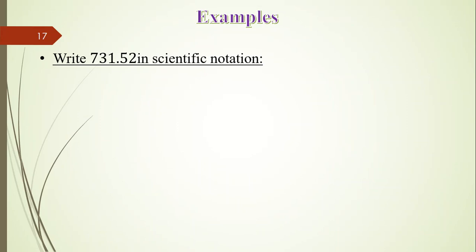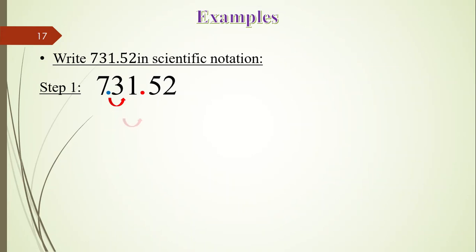Another example, if we have 731.52, write 731.52 in scientific notation. Step 1, the old decimal point is beside 1. We have to put it beside the first non-zero integer, which is 7. So the number will be 7.3152 times 10. To know the power of 10, we have to count the places the decimal point is shifted from the new place to the old one.